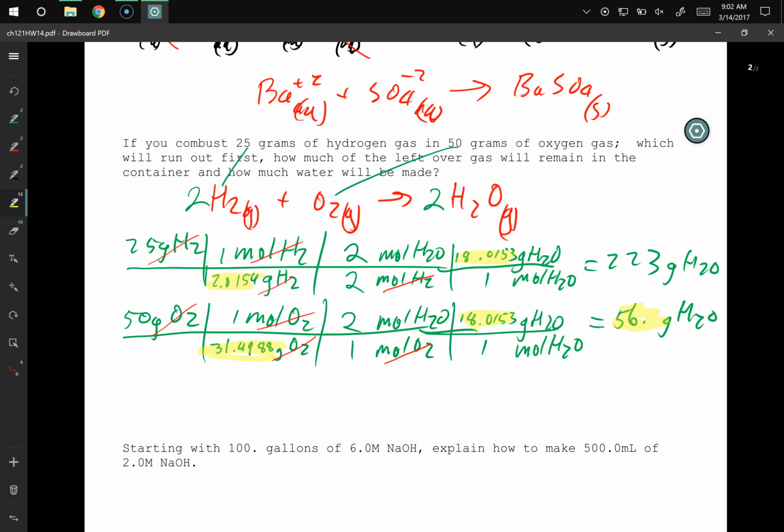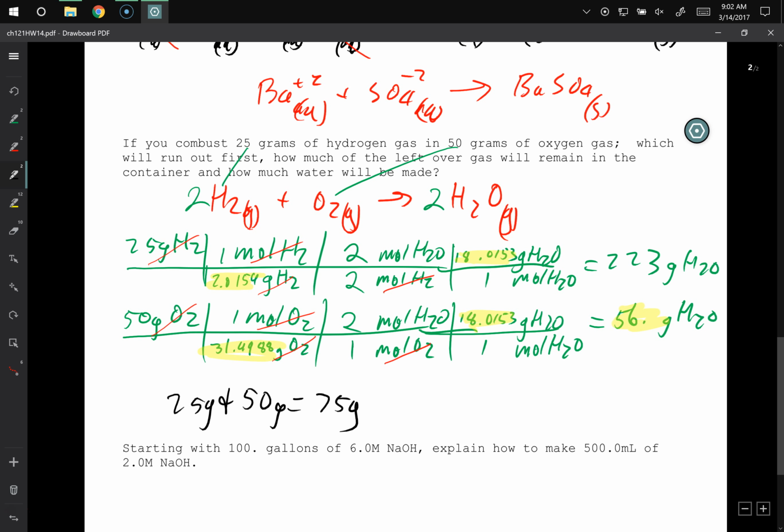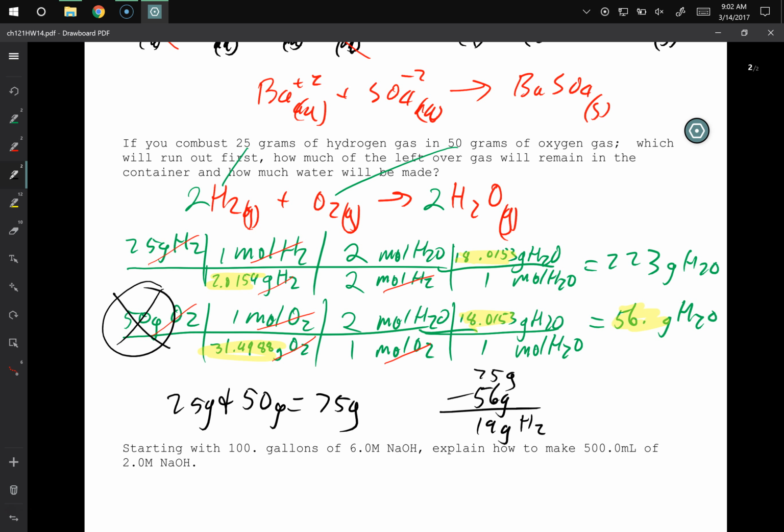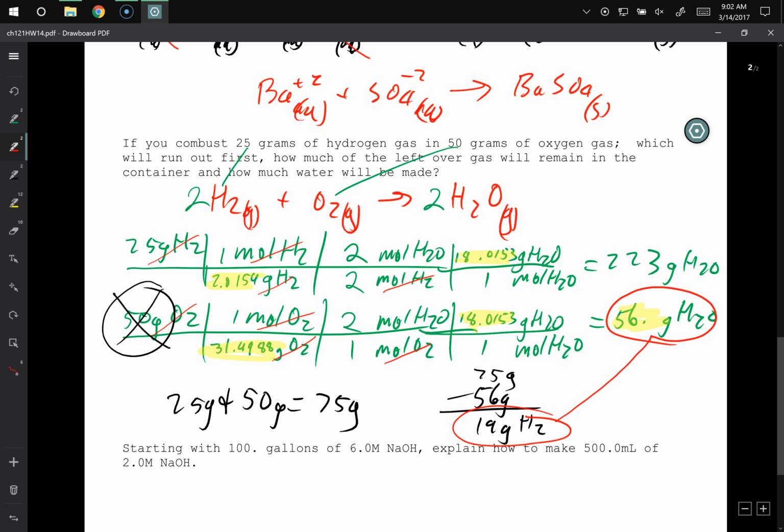So if I started off with 25 grams and 50 grams, I started off with 75 grams of my reactants, and I made 56 grams of product. So I did not use 19 grams of what? How do you know that this is hydrogen? Because I know that this stuff all ran out. That's what those two railroad tracks are for, to determine who runs out first. So when this thing is finished, I'll have 19 grams of hydrogen left in a container with 56 grams of water and no grams of oxygen.